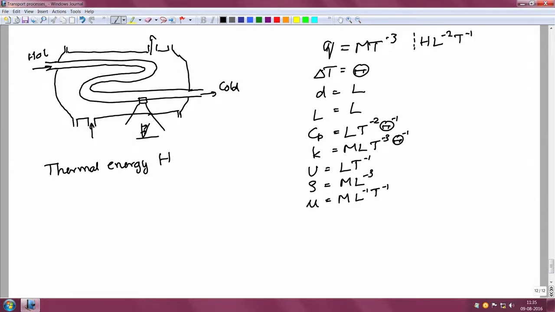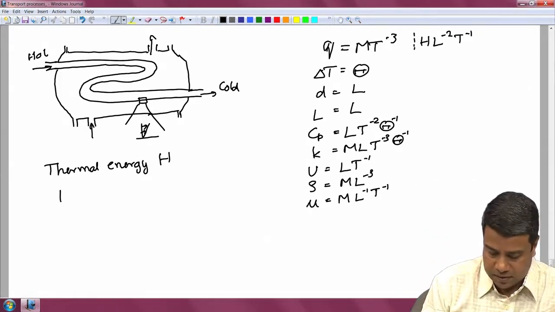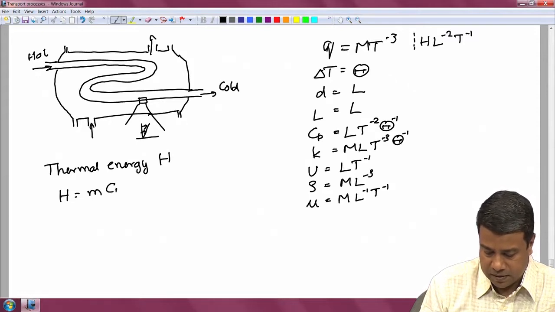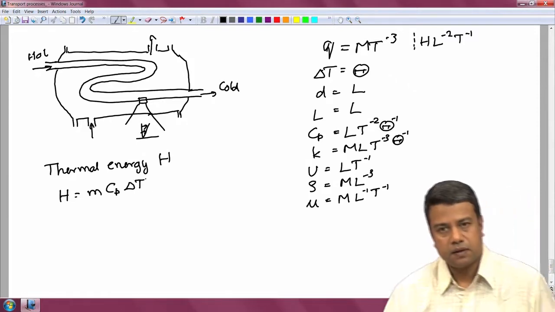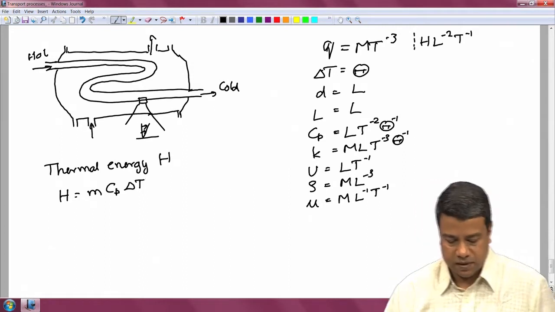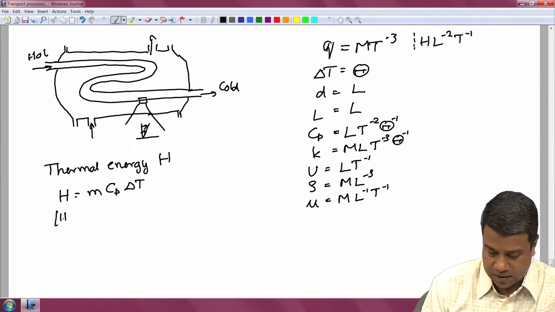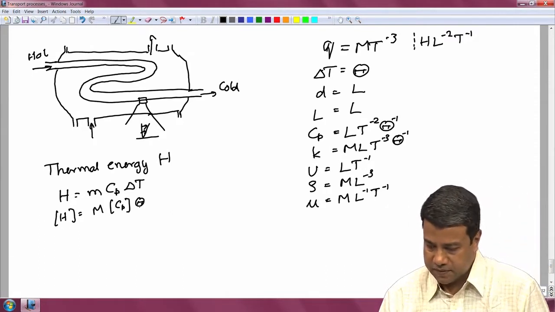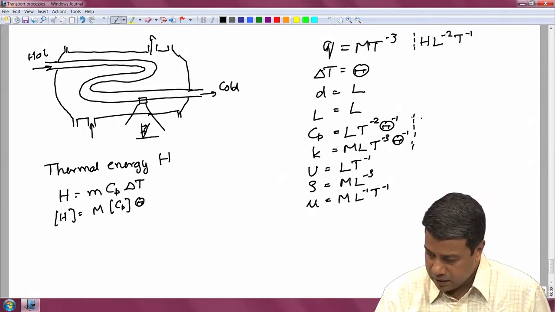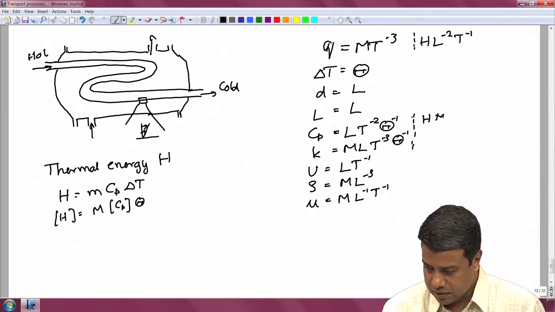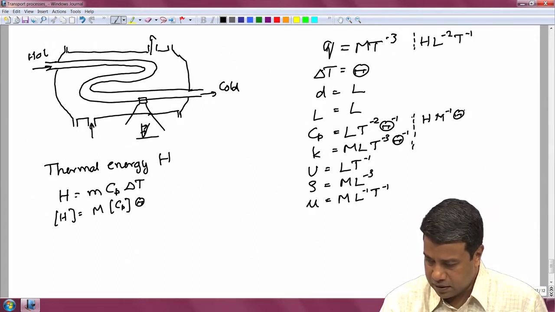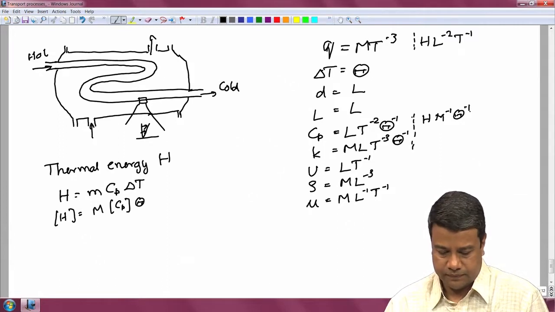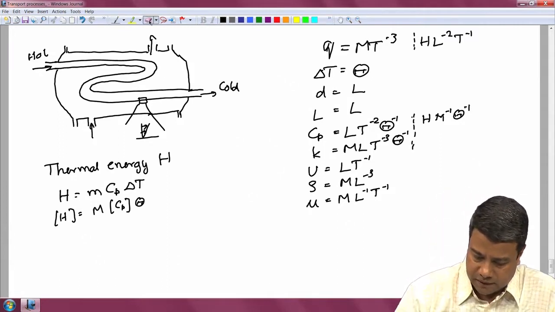How do we get the dimension of the specific heat? The thermal energy is equal to m Cp delta T. Therefore, the dimension of specific heat has to be the dimension of thermal energy divided by mass times theta. Therefore, the specific heat will have dimensions of H m inverse theta inverse.